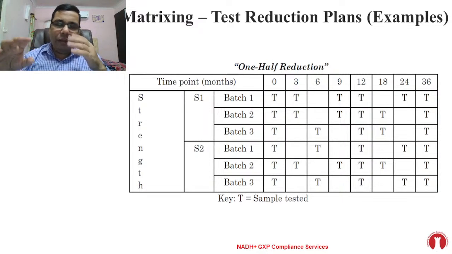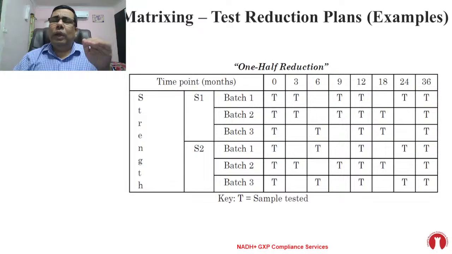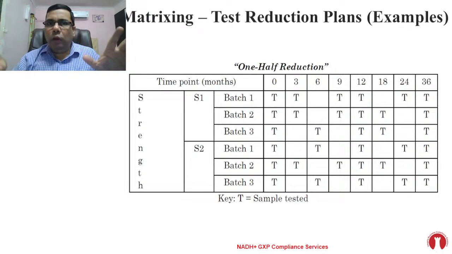If you need to know how it is to be done, I will share the link. You can go through this. It is a short video of about 10 to 15 minutes. So 0, 3, 6, 9, 12, 18, 24, 36. These many stations will be there as per ICH Q1D R2 for the particular batch. Hope you got the scenario.